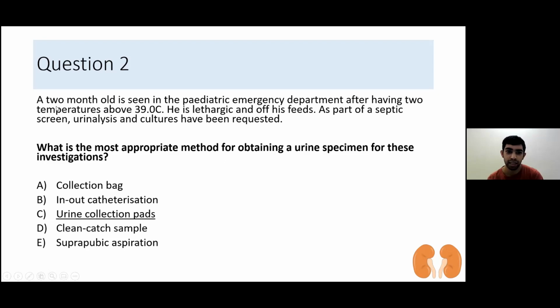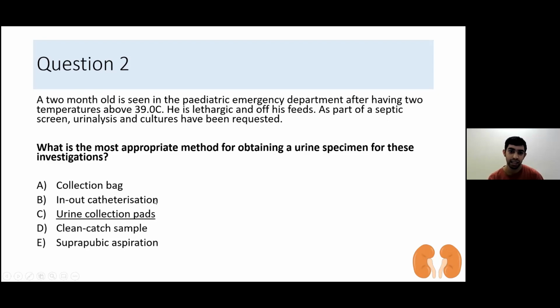However, the key thing to bear in mind is that you've got a 2-month-old patient. The best way to get a clean catch sample is obviously to encourage the patient to pass urine, and you want somebody who can follow instructions. Now, this is not really possible in a 2-month-old. So by far the most common practice utilized is using urine collection pads.